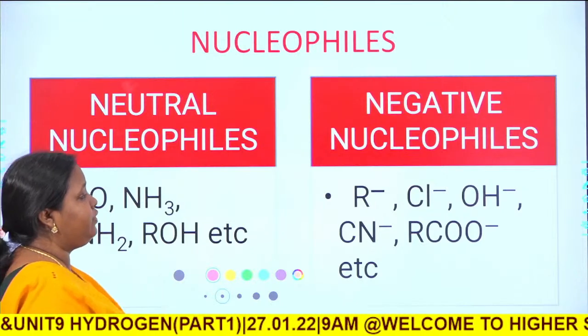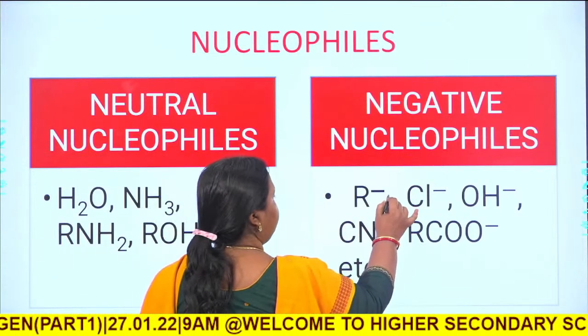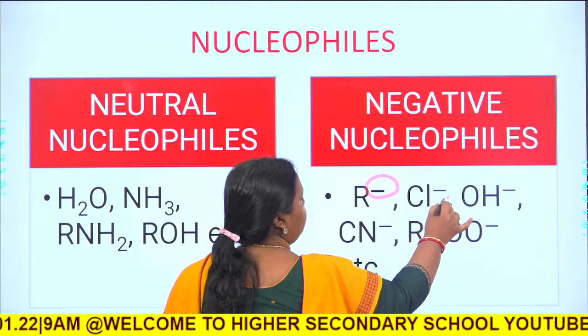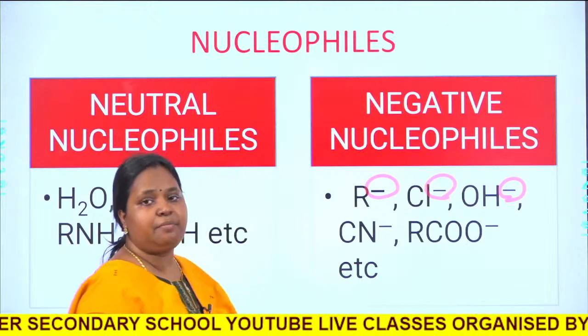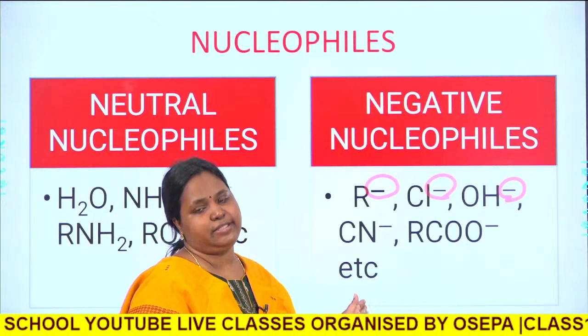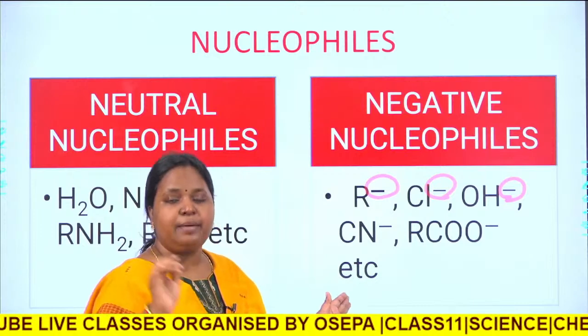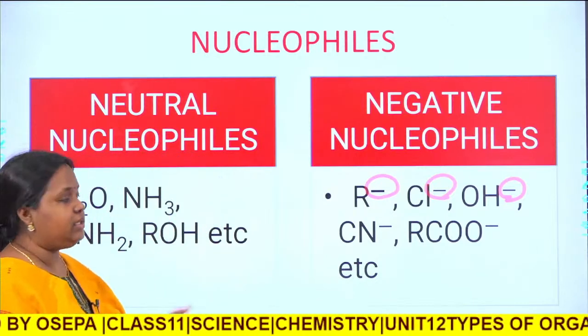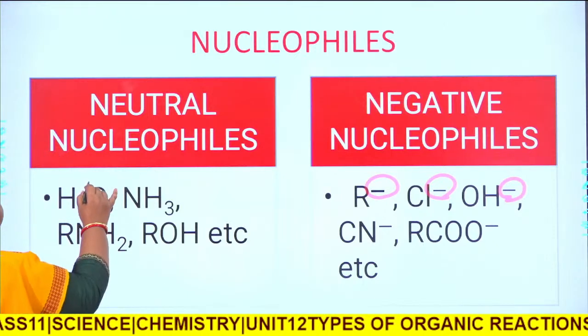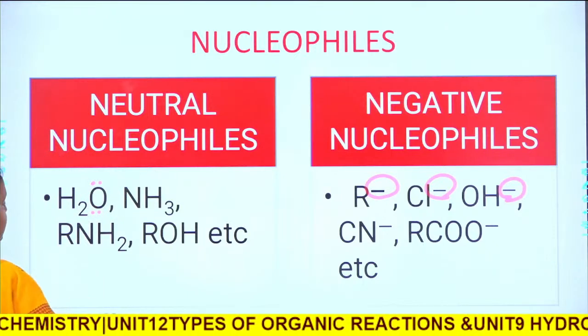So, negative nucleophiles: those with a negative charge, like OH minus, Cl minus, CN minus. These are all negatively charged, hence they will attack a positive center. Similarly, neutral nucleophiles have a lone pair.